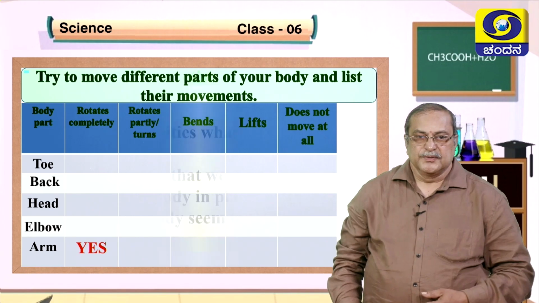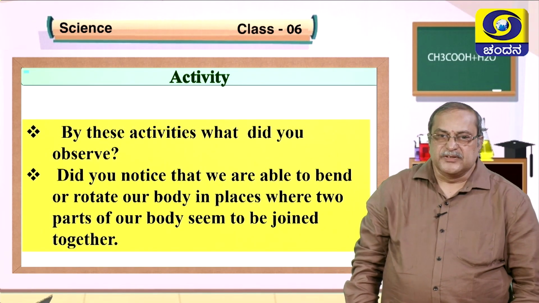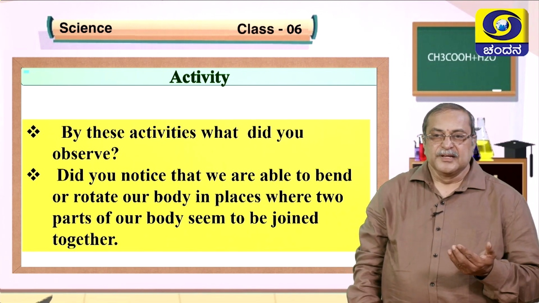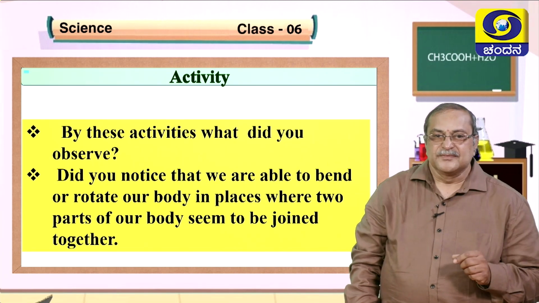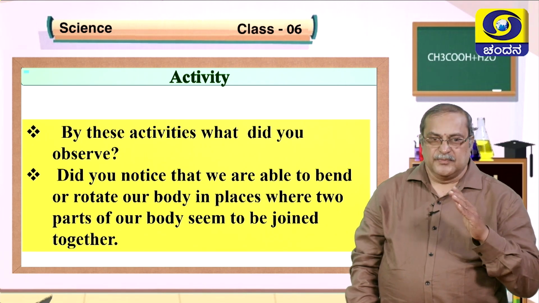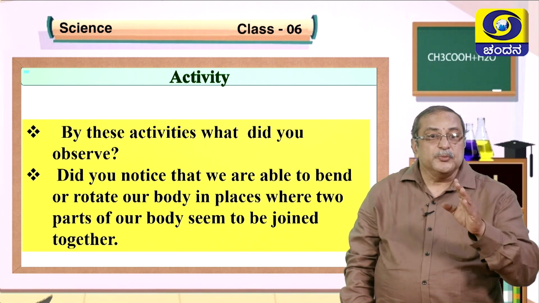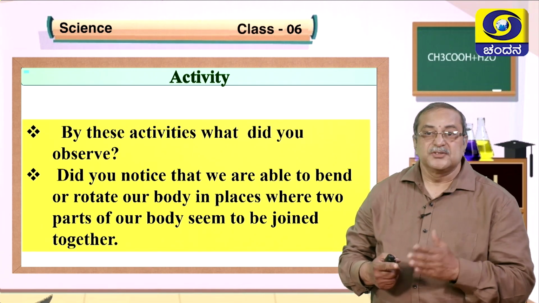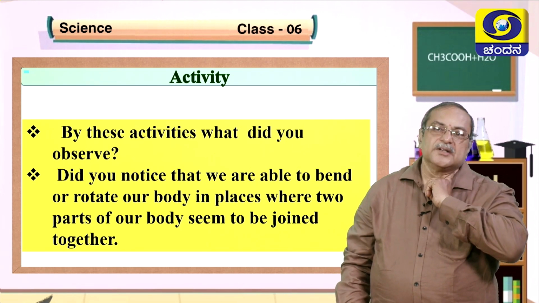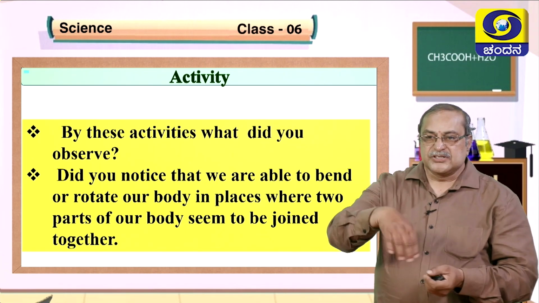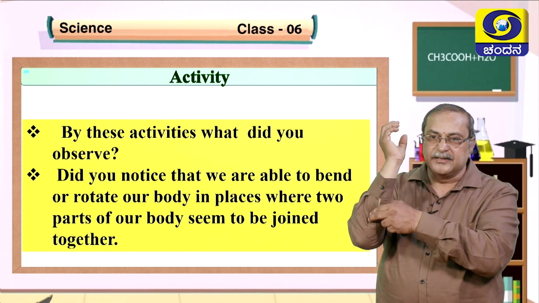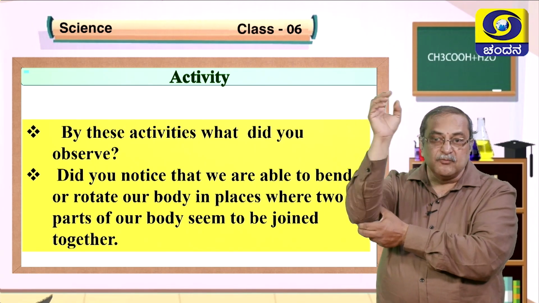Okay, so it can be done. Another activity: by these activities, what did you observe? In the videos also you have done it and entered the columns. What did you observe? Did you notice that we are able to bend or rotate our body in places where two parts of our body seem to be joined together, isn't it? See, neck part. One part, the head part, is there, another is this part. So here we can move. The wrist I can move where two parts are joined, but I can't bend in the middle of the finger. See, here I can't bend, isn't it? Here I can bend in one direction.